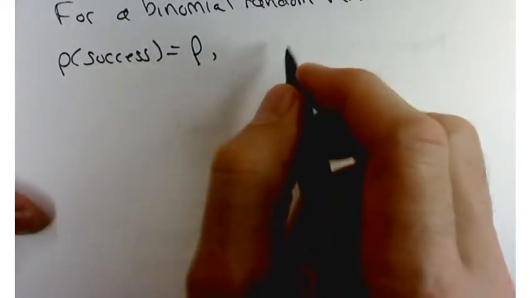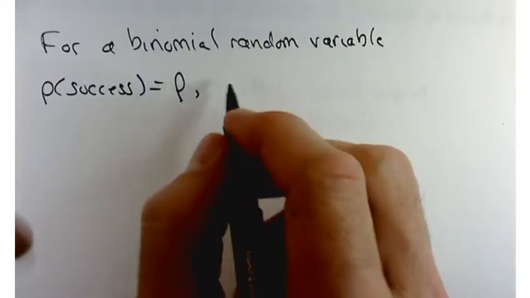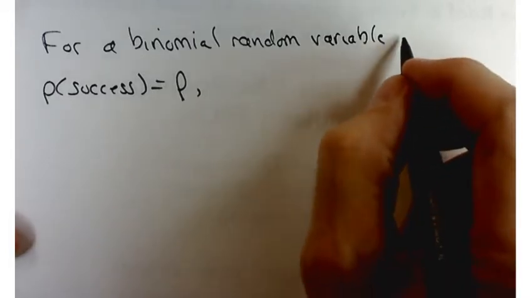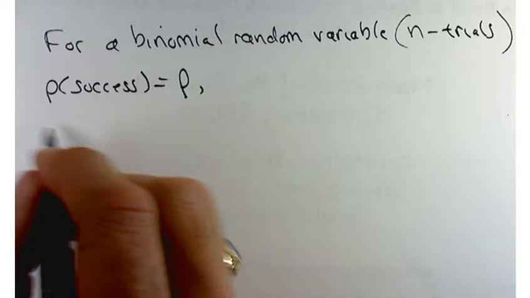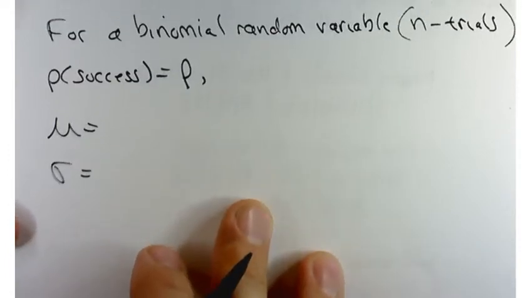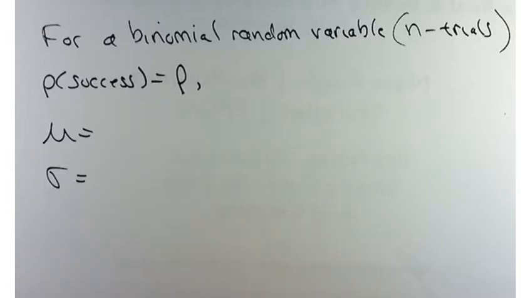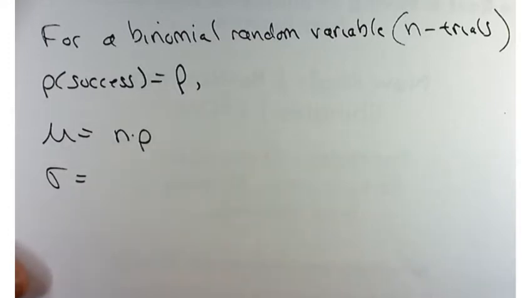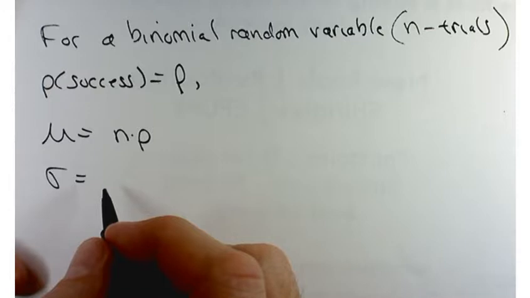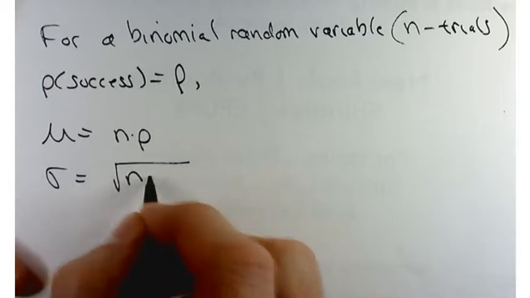So for a binomial random variable, with probability of success equal p, we get a couple of things here. I should probably put n trials. Let me define two things here for us, mu and sigma. What does mu stand for? The mean. So mu is the mean. The mean of the binomial random variable is simply going to be n times p. What does sigma stand for? Standard deviation is going to be the square root of n times p times q.